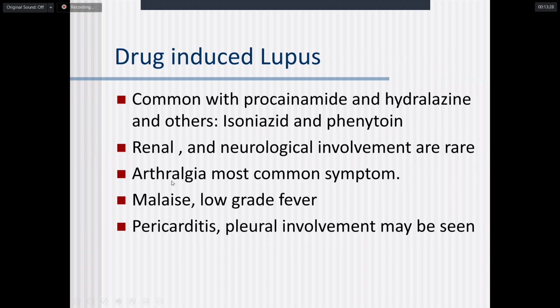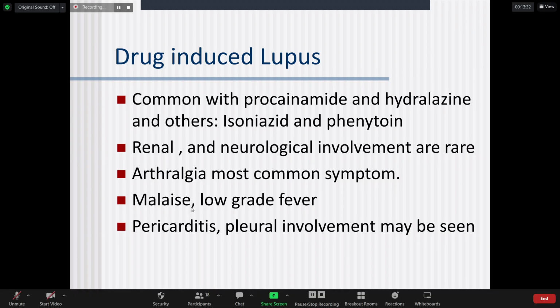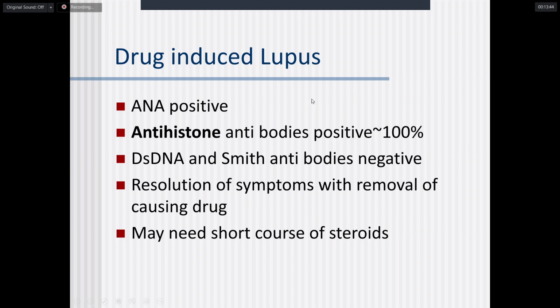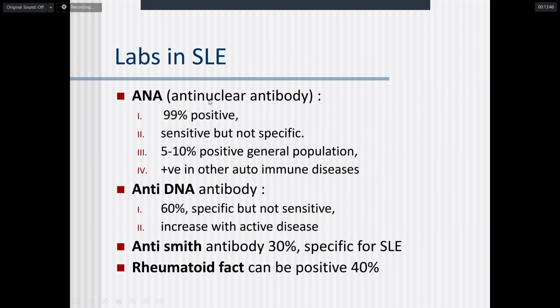This disease is characterized mainly by arthralgia, which is the most common symptom, malaise, low-grade fever, pericarditis, and pleural involvement may be seen. So if your patient develops symptoms suggestive of lupus after you start him on hydralazine or some kind of medication, then this is drug-induced lupus.